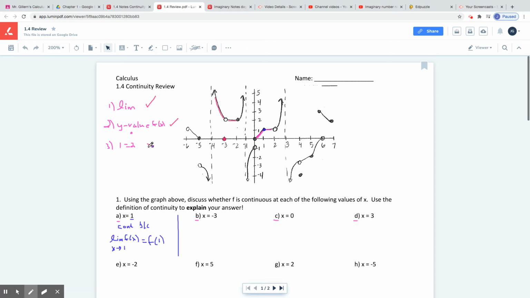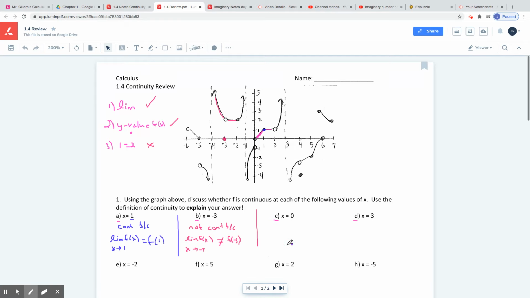But here, this doesn't work. Step 1 is not equal to step 2. The y value was 0. The limit was 2. So when that happens, we say not continuous, because the limit of f of x as x approaches, in this case, -3, does not equal f of -3. So it looks just like the first one. It's just that we got to step 3. They weren't equal. When they're equal, they are continuous, and you write that way. When they're not equal, you write this.